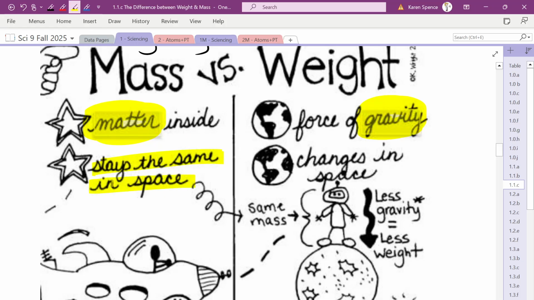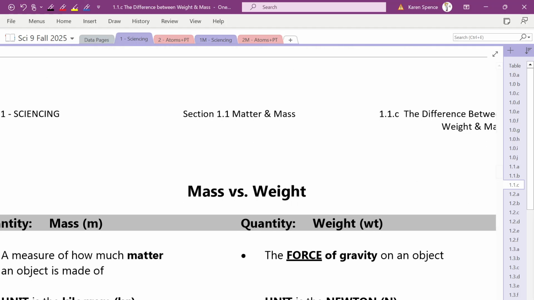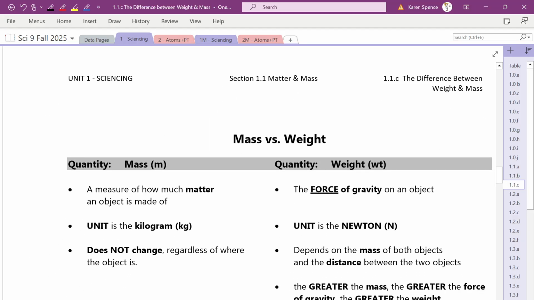Can you guys even read this? This is cursive writing. Okay, that says stays the same in space. This one changes in space. It just occurred to me, this is a nice little visual graphic that I found, but I don't even know if you guys can read cursive, so there we go. Remember back in elementary school, they said you need to learn cursive because in high school they're going to make you write everything in cursive. Like, okay, second grade teacher.